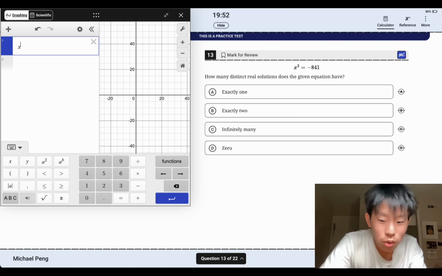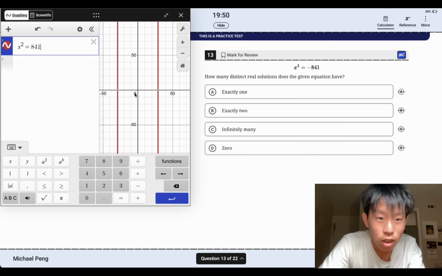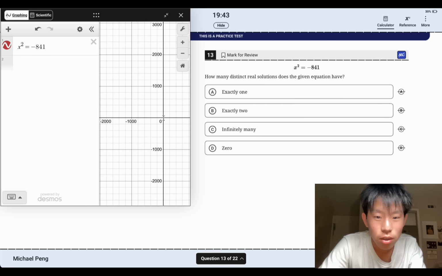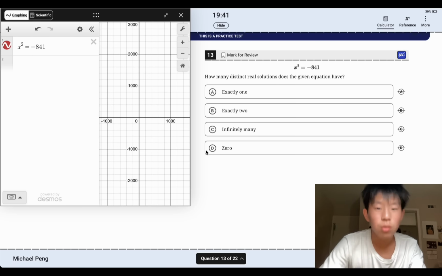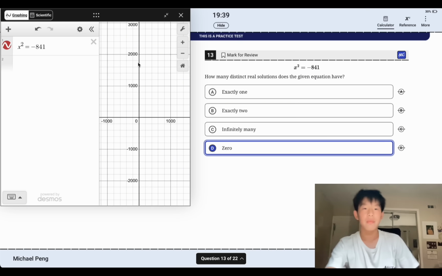So as you can see, x squared equals 841. It has solutions, right? Because you have the red lines. But this one is negative. And as you can see, the line disappears. So that means there's no solution, which means there's 0 solutions, okay?